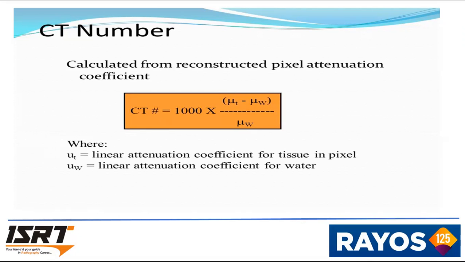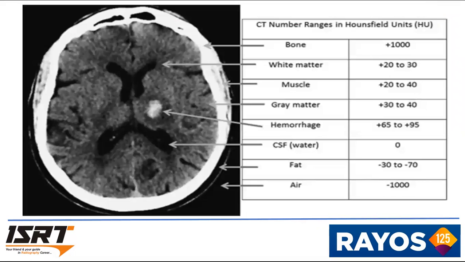Hounsfield scale is a quantitative scale for describing radiodensity, where air has a value of minus 1000, bone has plus 1000, and water has 0. Here you can see the CT number ranges of different tissues.